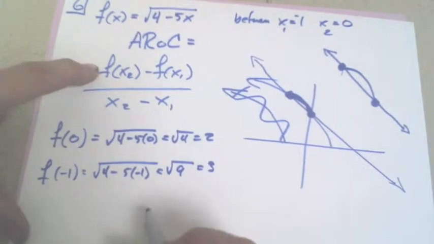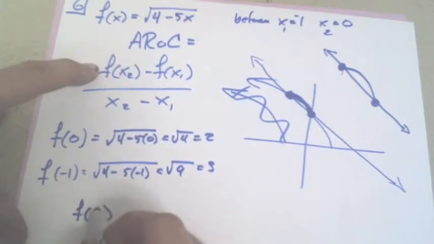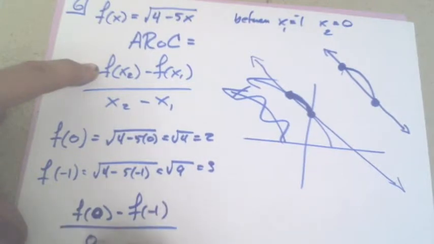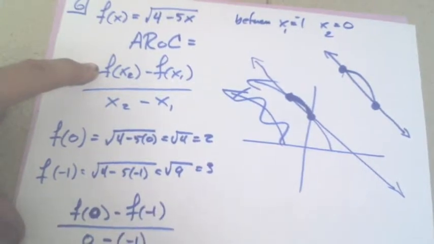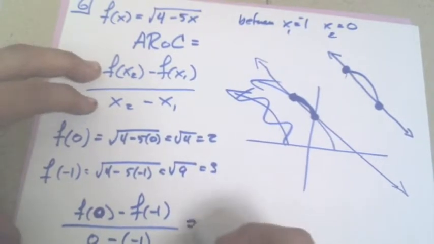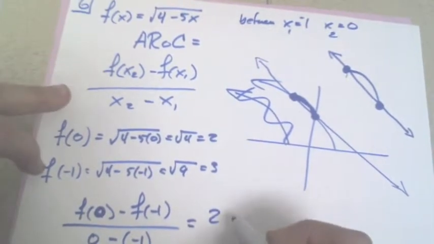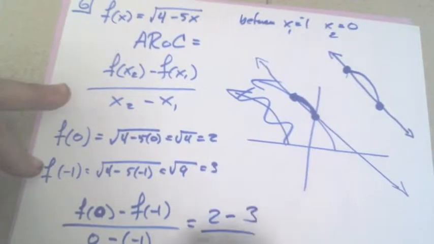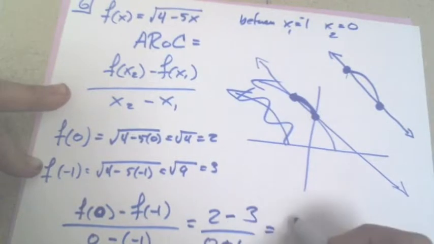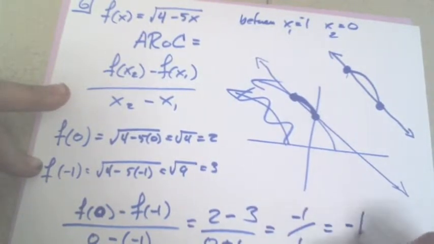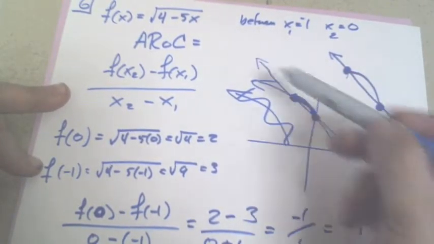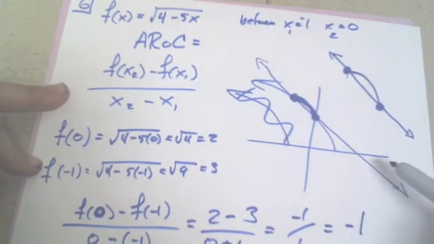So the difference between the function values: f of 0 minus f of -1 over 0 minus -1, to put the values into this formula. f of 0 was 2. f of -1 was 3. 0 minus -1, so 0 plus 1. So that's -1 over 1. The average rate of change is -1. So this line is dropping at a slope of -1, which it frankly kind of looks like it does.